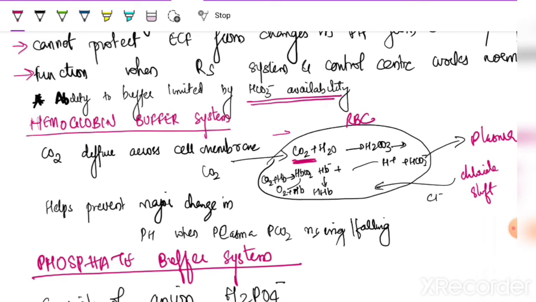This exchange of HCO3 and chloride is called chloride shift. Now, the hydrogen ions present after the dissociation of H2CO3 will combine with hemoglobin to form HHb. So these hydrogen ions are buffered by the hemoglobin molecules, and it is the only intracellular buffer system with an immediate effect on ECF pH. Okay, and it helps to prevent major changes in pH when plasma PCO2 is rising or falling.